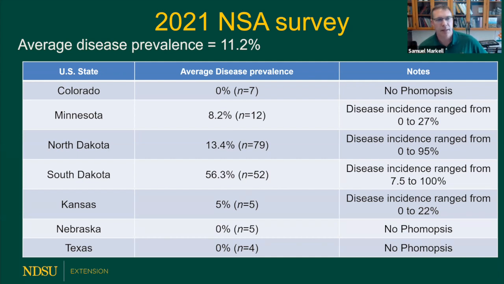You can see in this table, the states are on the left. The disease prevalence, how many fields had this as a percent, is in the middle column. North Dakota was probably a little drier that year, and South Dakota was hit with almost 60% of the fields having Phomopsis. In the notes, you can see that in South Dakota the incidence ranged from 7.5% to 100%. In North Dakota, the incidence ranged from 0 to 95%. I really want to emphasize that when you get this, you can get it pretty severe.